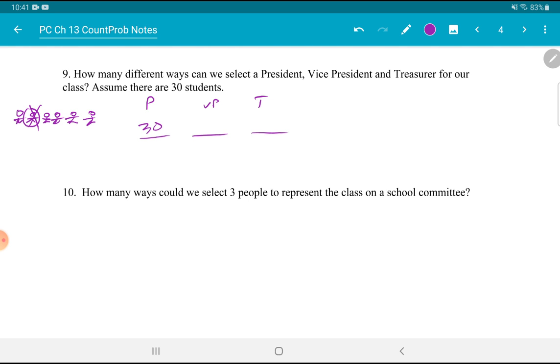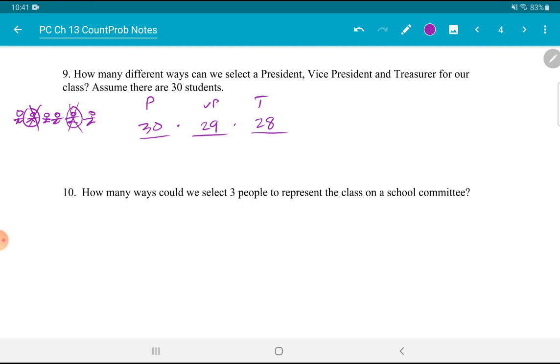Which means if we take one person out, it sounds like we have 29 other people to choose from for vice president. Let's say now, okay, this person has been selected for vice president. How many people do you have to choose from for being treasurer? Well, you now have 28 people for treasurer. So how many ways can we actually select a president, vice president, and treasurer? Well, you're actually just multiplying these values together. 30 times 29 times 28.